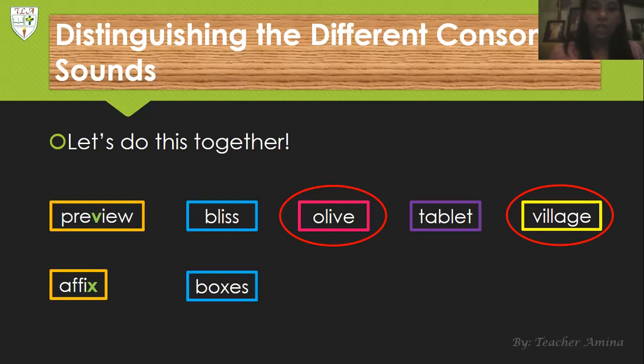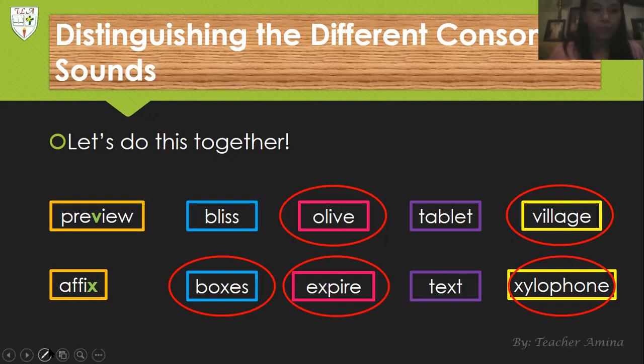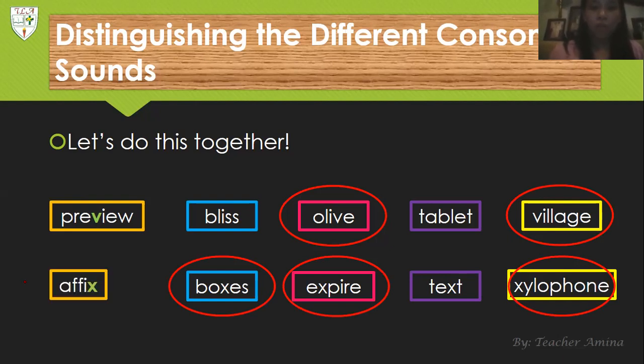Okay, next we have affix, which has the X sound highlighted. So we have boxes, expire, text, and xylophone. So which of these has the X sound? So we have boxes, expire, and text, not xylophone, because the xylophone has the Z sound. Okay, that was a typo.